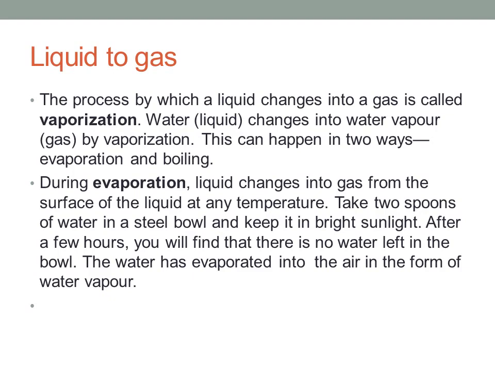Now take 2 spoons of water and put it in a steel bowl and keep it in bright sunlight. After a few hours, what will happen? There will be no water left in the bowl. How did that happen? Because the water has evaporated into the air in the form of water vapor. During the sunlight the temperature is very high, and the water started evaporating. So this process is called the evaporation process.